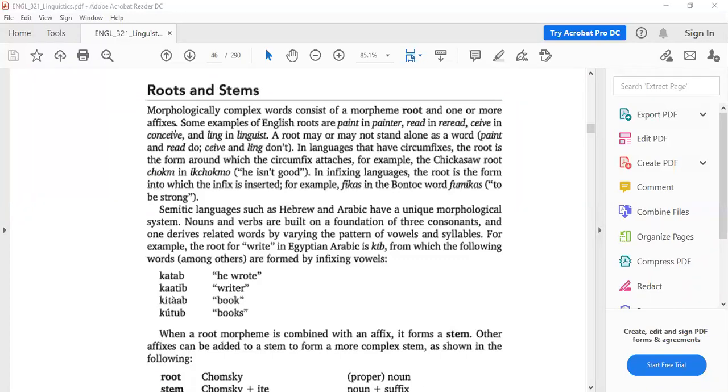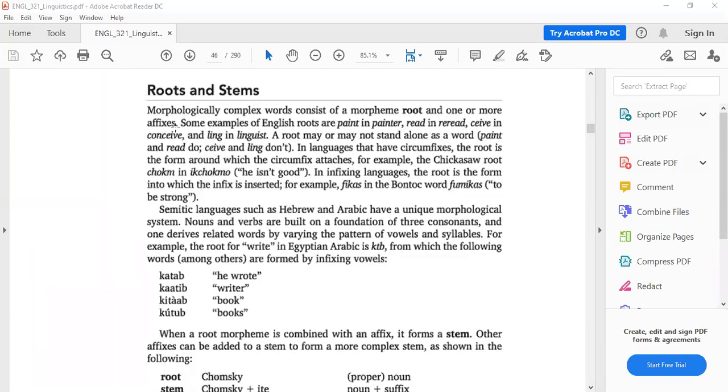Reread: two morphemes, re and read. Re means again, and read is the verb. Ceive in conceive, and ling in linguist. So ceive is the root, and ling is the root in linguist. A linguist is someone who is an expert, someone who is specialized in linguistics.